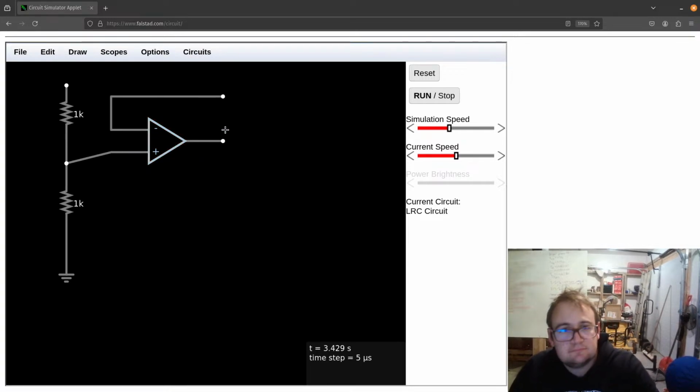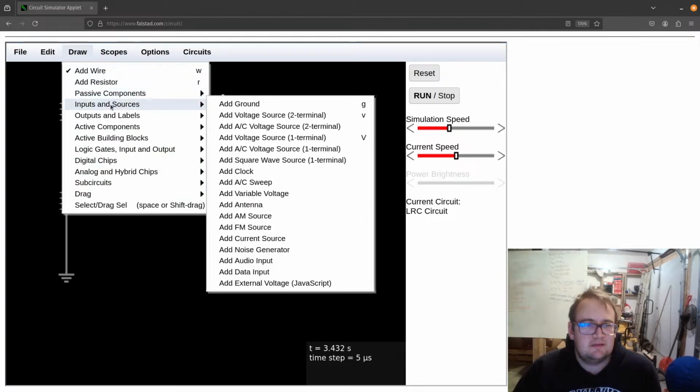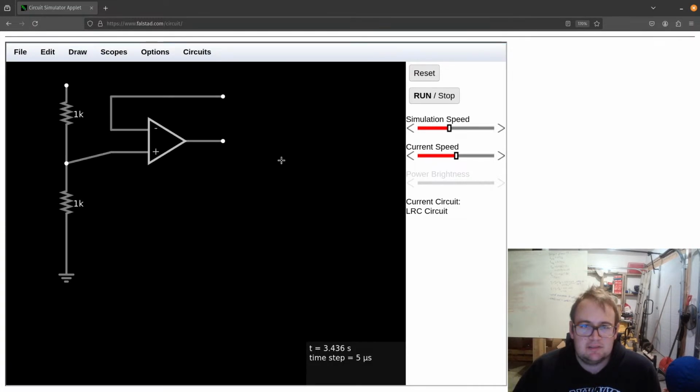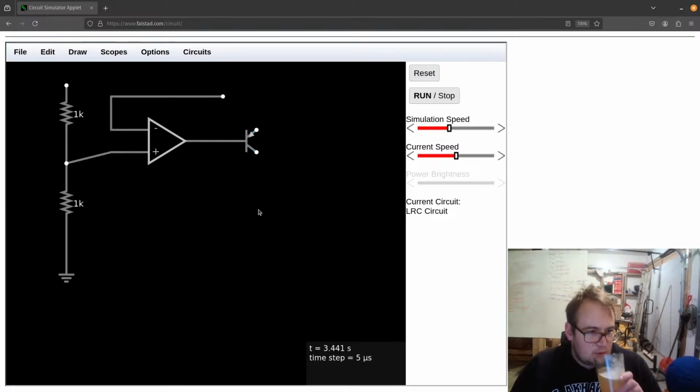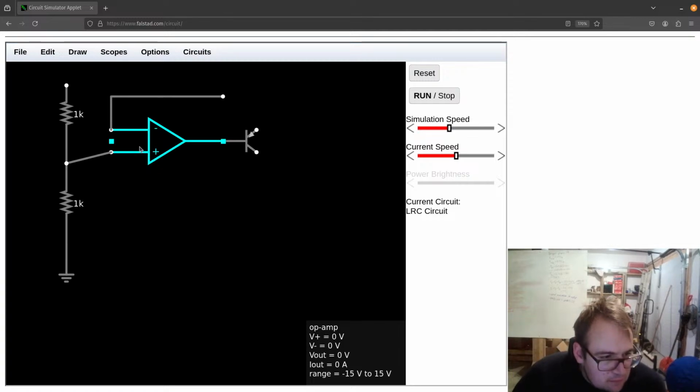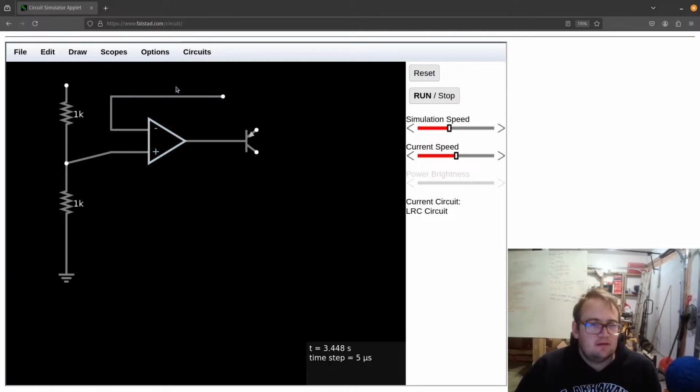Oh, that's wrong. I have to go. This is a PNP transistor. Active components. PNP. Short OPV. I'm just reading the comments here again. Short OPV. Interesting.